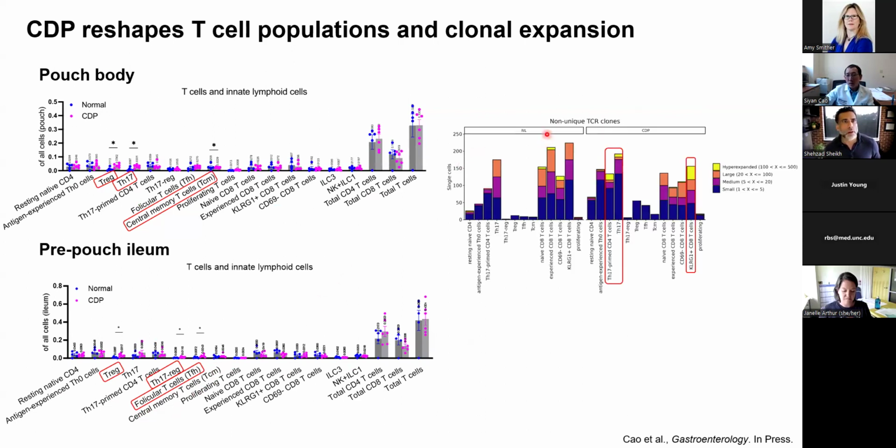We also performed TCR sequencing, and we identified increased clonal expansion of T cells in the CDP tissues as compared to normal controls, and specifically in populations including the Th17 prime CD4 T cells, Th17 cells, and KLRG1 CD8 T cells. This data suggests an expansion, a shift towards effector T cells in both CD4 and CD8 compartments in Crohn's disease, in Crohn's-like disease pouch samples as compared to normal controls.